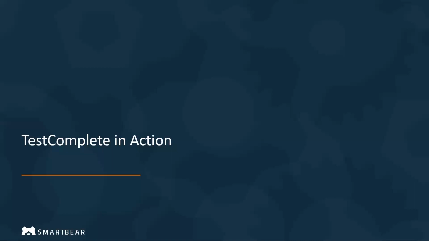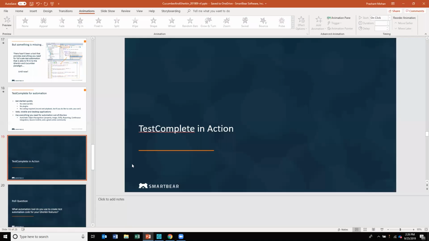All right, so we spoke about it. I want to take a few minutes and show you this in action, right? Let's say, for example, you have a few Gherkin scenarios. Now you want to convert them into automated tests. So let's see how you would do that in TestComplete. I'm just going to switch to TestComplete.